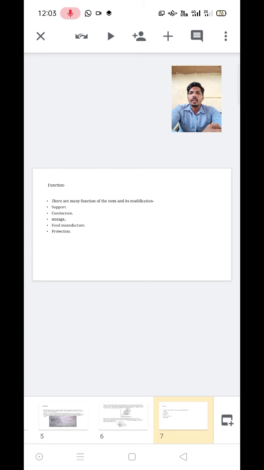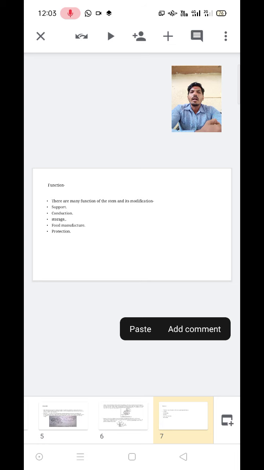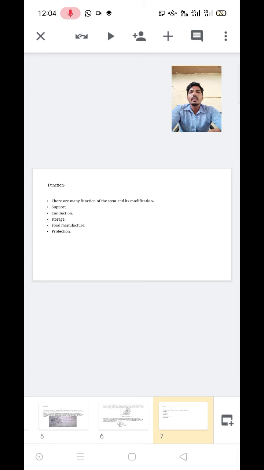The next one is food manufacture. When the stem is young, it is green in color and carries out photosynthesis, and that time it produces food, which means food manufacture. Protection means protecting against injuries from the outside, and protecting the xylem, phloem and other parts of the stem.